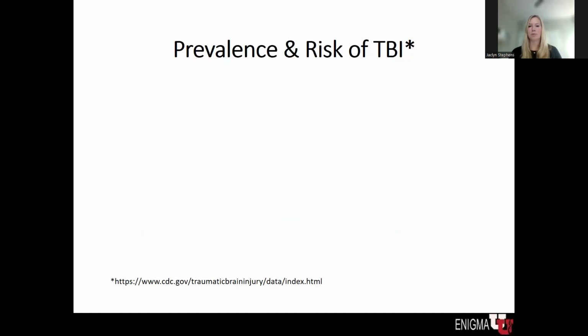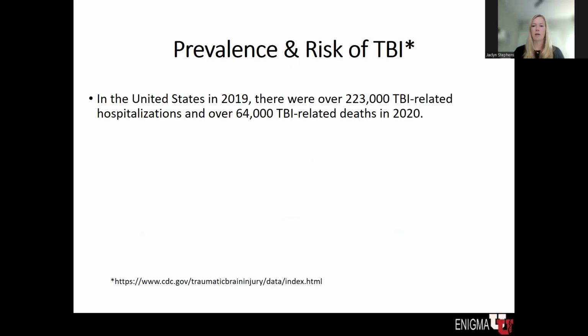I'd like to share just a little bit now about the prevalence and the risk of traumatic brain injury. This information is from the CDC, and I have the hyperlink at the bottom of this slide that you could follow to get more information. A few statistics: in the United States in 2019, there were over 223,000 TBI-related hospitalizations and over 64,000 related deaths. I realize that we are likely to have international viewers here, so I'm just using the data that are available to me in my home country, but I imagine that these prevalence rates are relatively similar in similarly sized countries, or at a similar rate per capita.